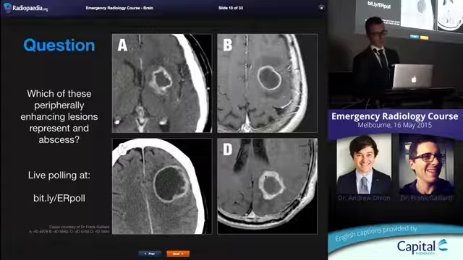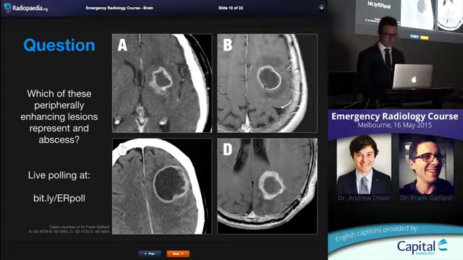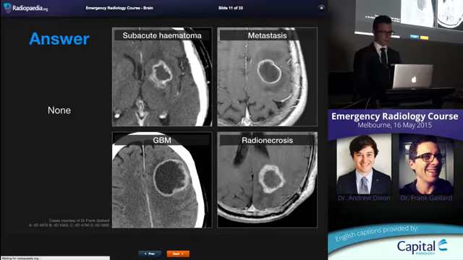This is radionecrosis. You'd have to get a history of radiation, but this could be recurrent tumour just as easily. And one of these is a GBM and another one's a metastasis, and I don't remember which is which. Here we go. So they can look very similar. Often there are telltale signs, but you can't expect to get them right all the time.